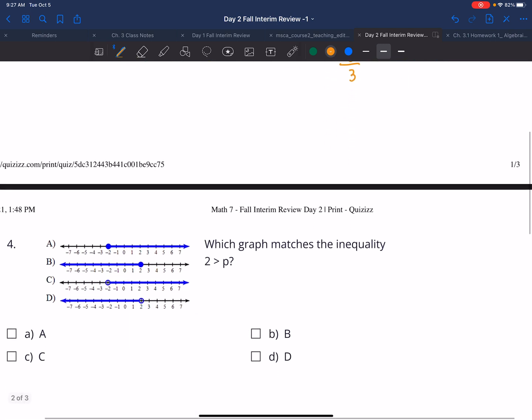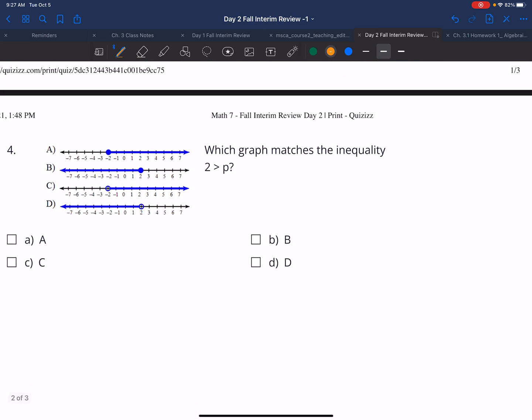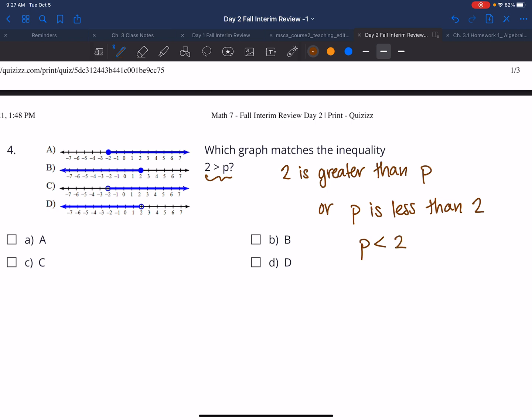All right, last one. You might need to go back and pause if I went a little bit too fast for you guys. Again, what's this inequality? 2 is greater than P. Or I can rewrite it this way: P is less than 2. And the inequality would be P is less than 2. So remember, what type of circle is this? It's an open circle, meaning the answer cannot be 2. It has to be less than 2.